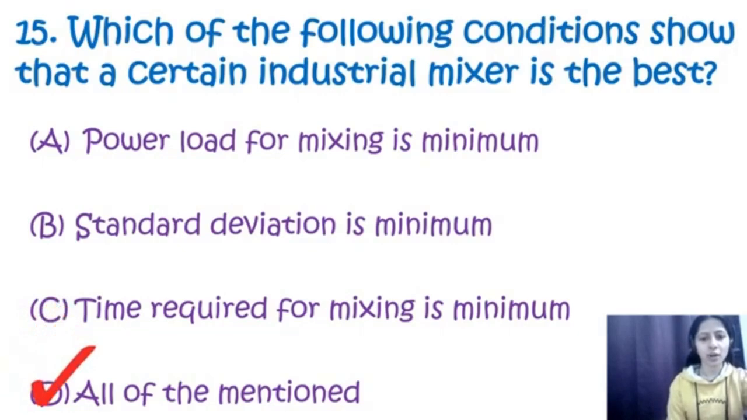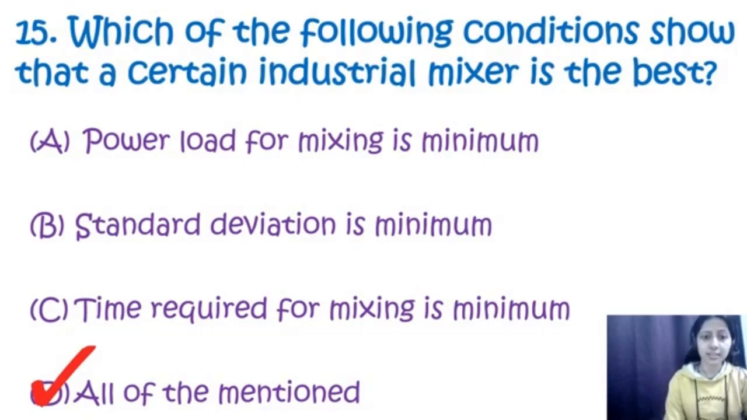Since time required for mixing is minimum, this is an important factor to consider, as it can reduce the production time, or increase the efficiency of the processing. Whereas power load for mixing being minimum is also another factor to consider, since it can reduce the energy consumption, or reduce the operation costs during the food processing.